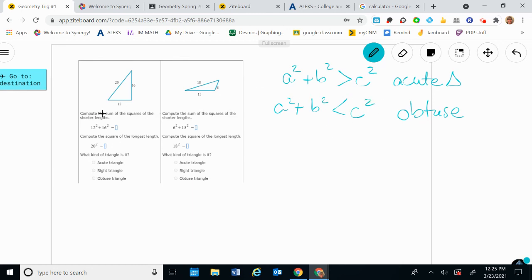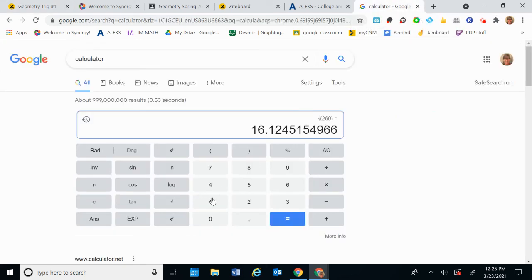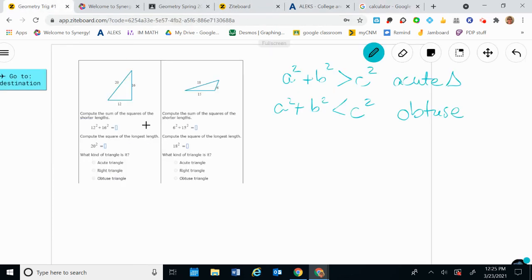So here's what they're having you do right here. What is 12 squared plus 16 squared? So you go to your calculator and you go 12 squared plus 16 squared equals 400. So you go, okay, this is 400. What is 20 squared? 400. It is 400, you guys, just so you know. So what kind of triangle do I have? Well, a squared plus b squared equals c squared. So I have a right triangle.